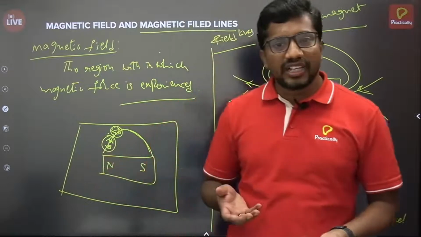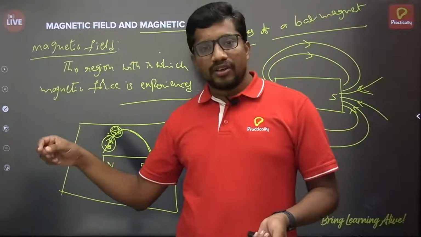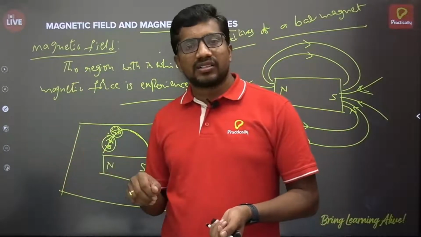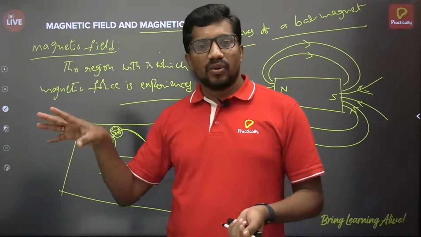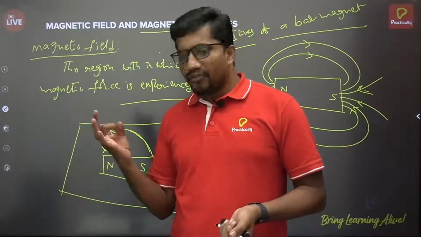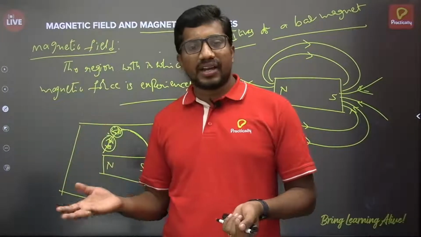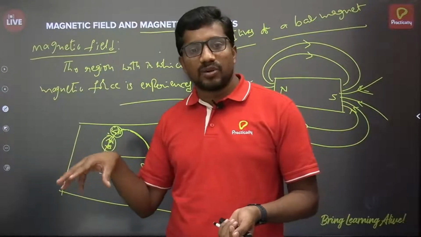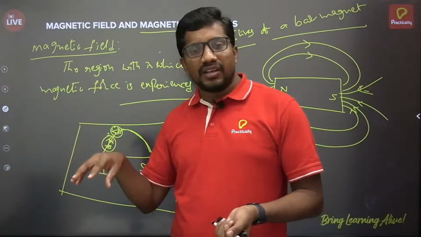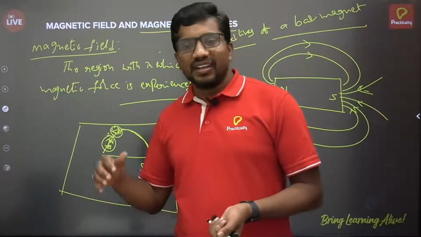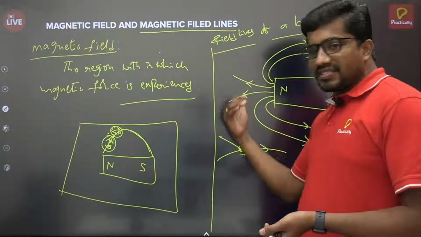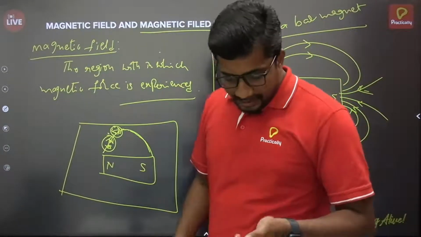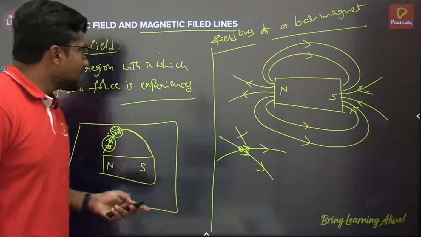Take a cardboard sheet. Just keep the bar magnet on the cardboard sheet. Sprinkle the magnetic resin. If you give a gentle tap to the cardboard sheet, then the alignment can be observed very keenly, and that can explain how the magnetic field lines are aligned. Okay, all right. So this is about the magnetic field.